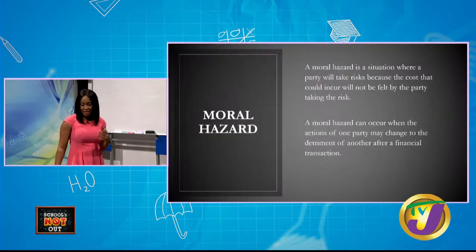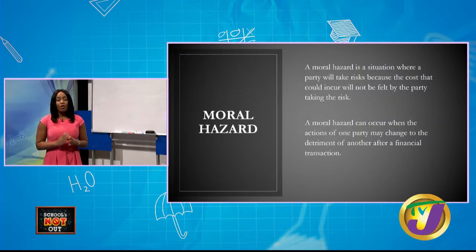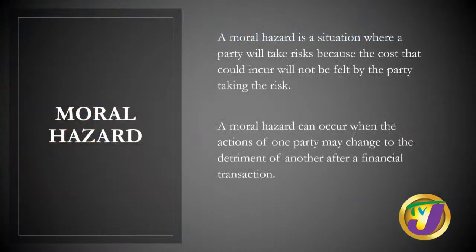So in our business sense, there are two types of asymmetric information that we typically focus on, and that's moral hazard and adverse selection. Now, moral hazard looks at a situation where the behavior of one party changes after the transaction has occurred. And the behavior changes because this person is not the person who will essentially face the consequences.